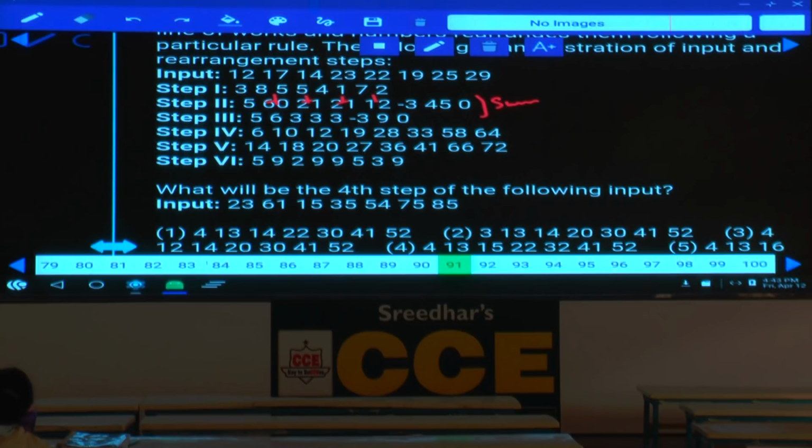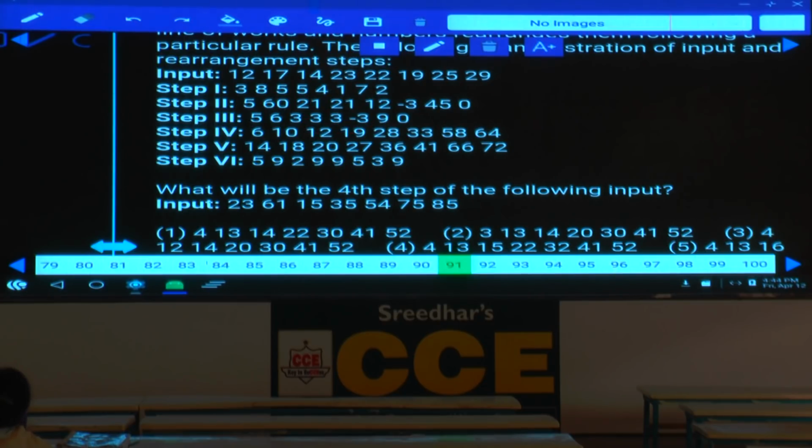Next, step 3 to 4, 5 and 6. What is the difference here? The difference is 1. Next difference is 4. Next difference is 9. Next difference is 16. And the next difference is 25. That means squares are added: plus 1 square, plus 2 square, plus 3 square, plus 4 square, plus 5 square, and so on. And this is about step 3 to step 4.